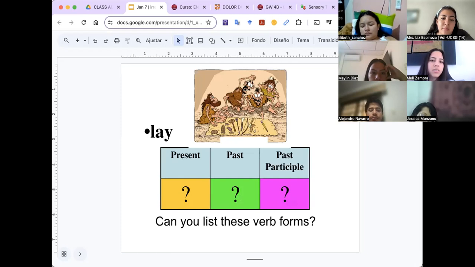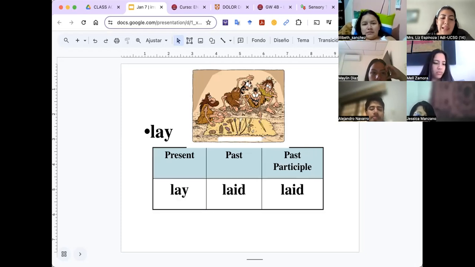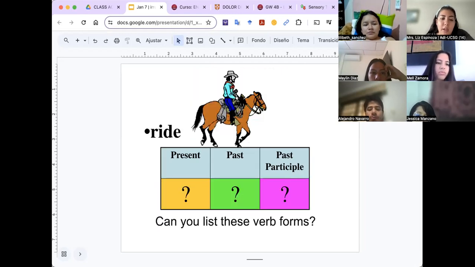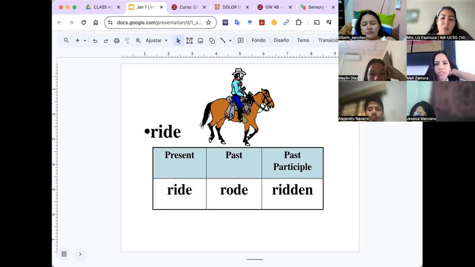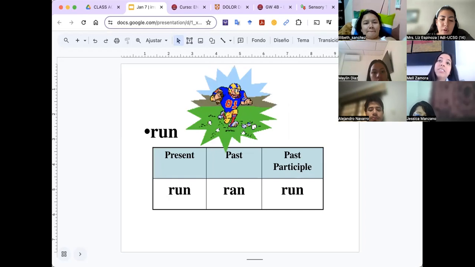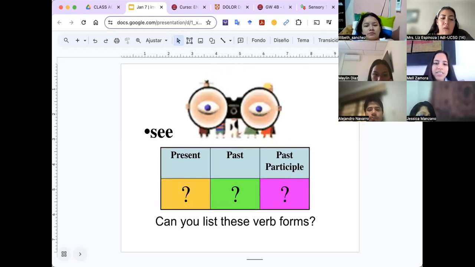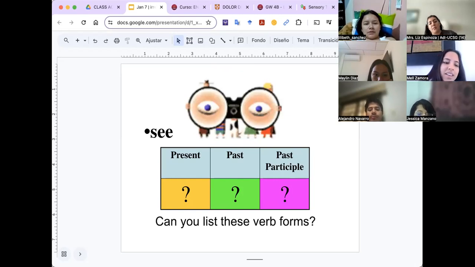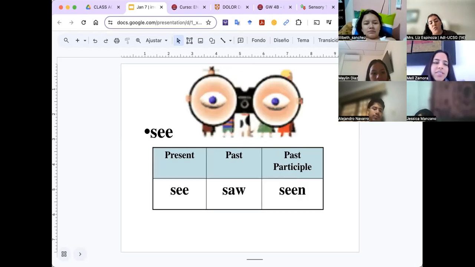Lay. I don't know. Laid. Ride, like ride a horse or ride a bike. Rode, and riding. Run. Ran. Run, again the participle. See. Saw, and the participle seen.